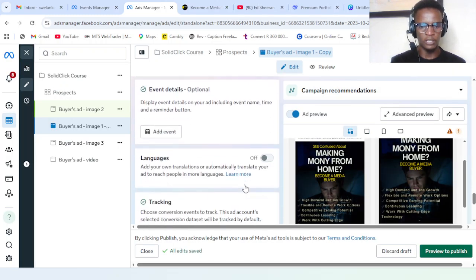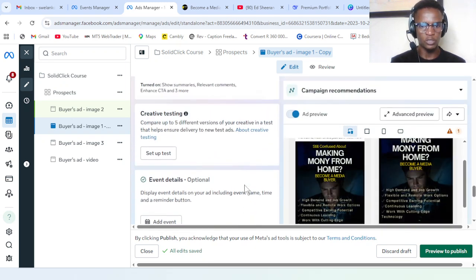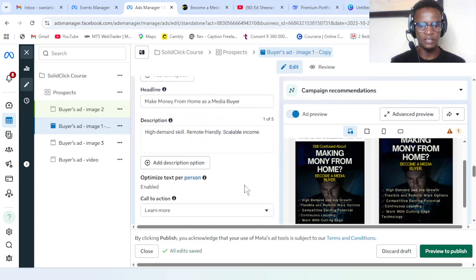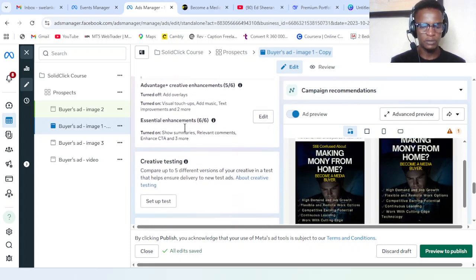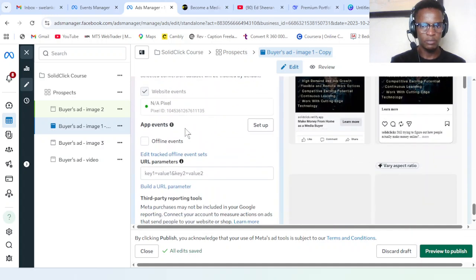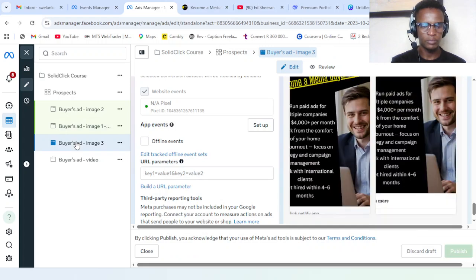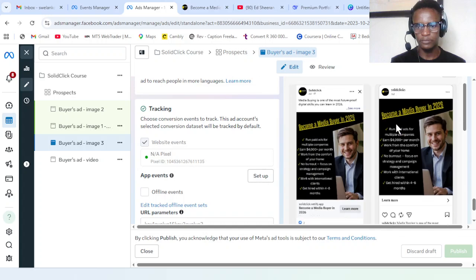Obviously, it also has its own descriptions, headlines, and whatnot. Okay, so we're also testing that based on our business objective and what it is that we're trying to achieve. Now we have our third creative.